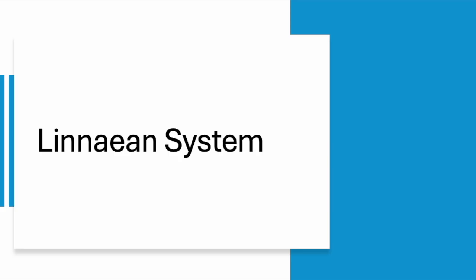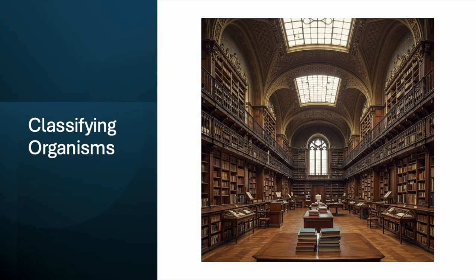Imagine a giant library filled with books, each representing a different species. To find a specific book, you'd use a classification system, like organizing the books by author, genre, or topic. Similarly, scientists use classification systems to organize and understand the vast diversity of life.